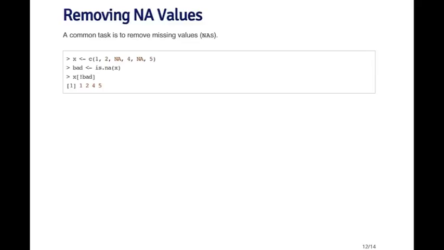So now that tells me which ones are missing, but actually I don't want the ones that are missing. I want the ones that are non-missing. So I need to take the opposite of bad, which I can do with the bang operator or exclamation point. So now I take X single bracket bang bad, and that gives me the good elements, which are 1, 2, 4, and 5.